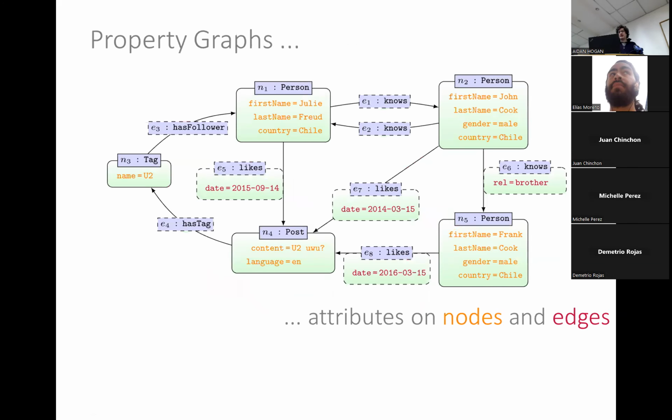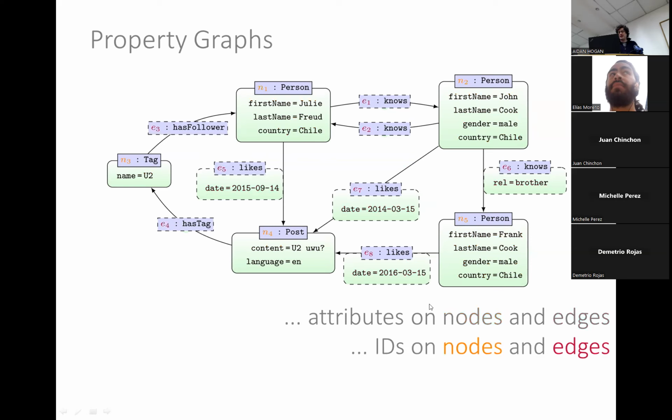So this is essentially the argument behind property graphs, where you have attributes on nodes and edges. You can hang some information off an edge or off a node in order to describe that node. And then we have some IDs on nodes and edges, so every edge and every node has a unique ID. And then we have labels on the nodes and edges, which give us a type, what type of edge or what type of node it is.